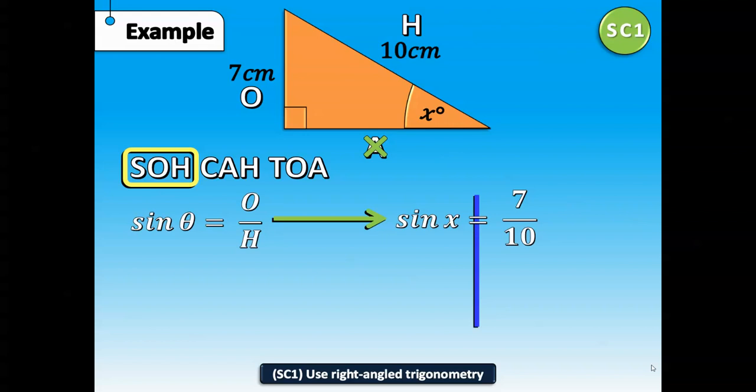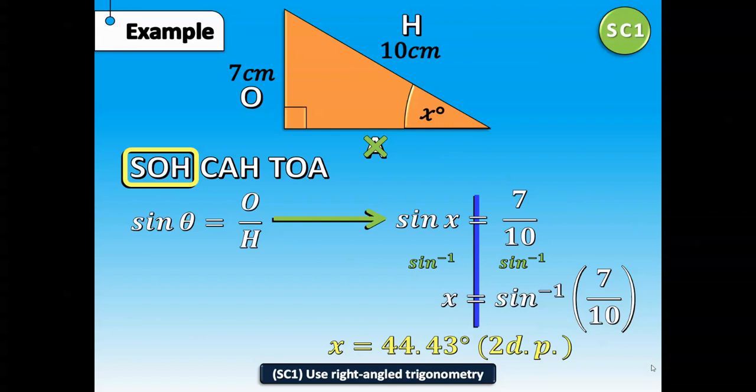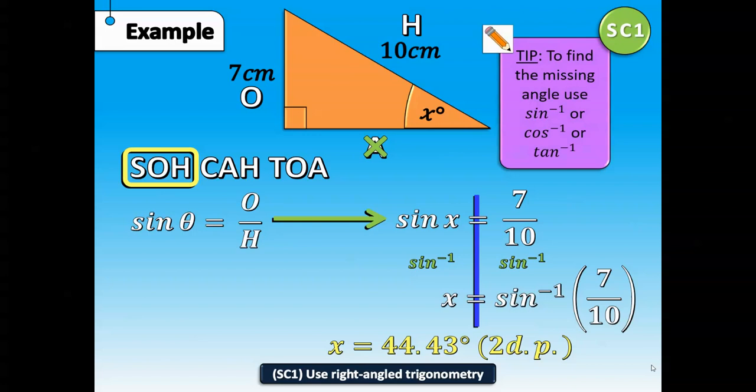So to solve this, I need to do the opposite of sine, which is sine to the minus 1. The angle x is sine to the minus 1, 7 over 10. So x is 44.43 degrees. So remember, to find an angle, we need to use sine to the minus 1, or cos to the minus 1, or tan to the minus 1.